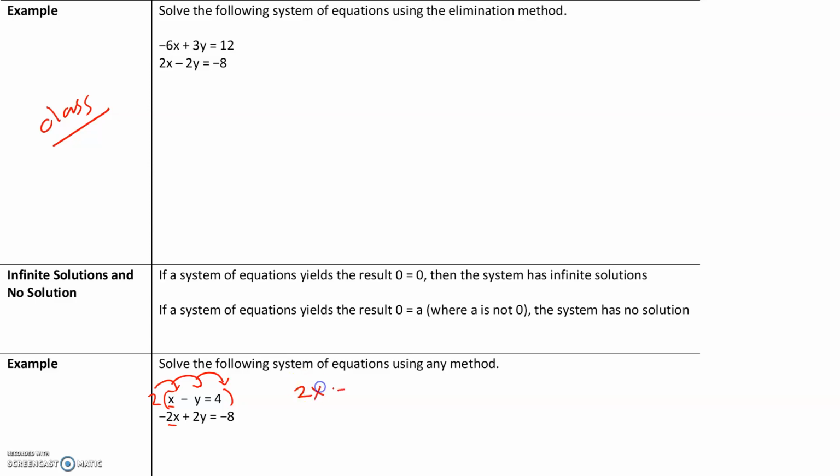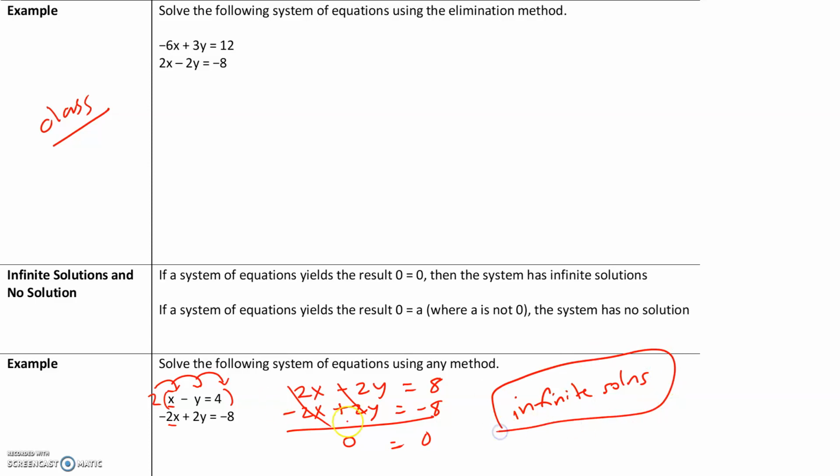This gives me 2x minus 2y equals 8. And then I have a negative 2x plus 2y equals negative 8. So 2x minus 2x is 0. 8 minus 8 is 0. When I have 0 equals 0, this tells me that I have infinite solutions. And that only happens when all the variables add to 0. If I had 0 equals like 5, for example, that would be no solution.